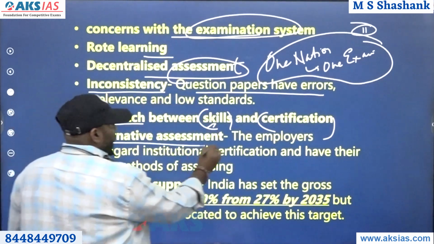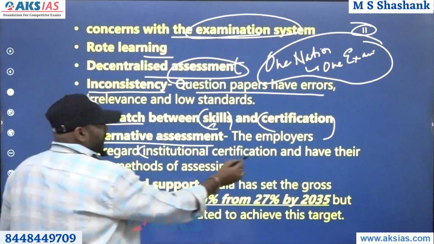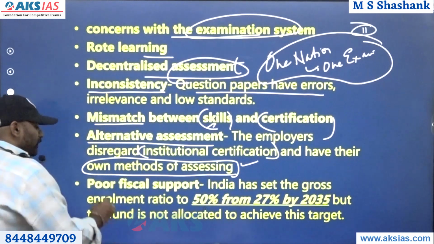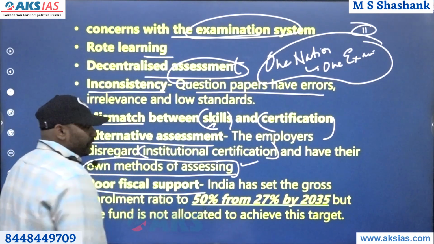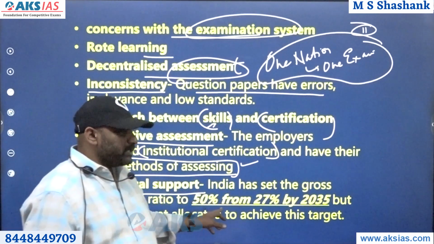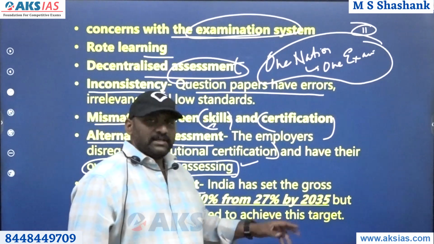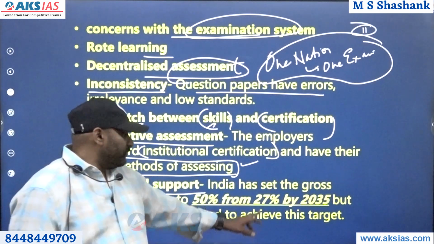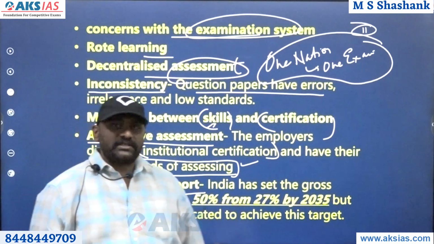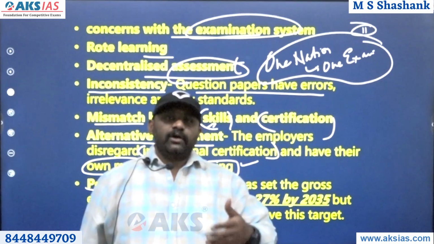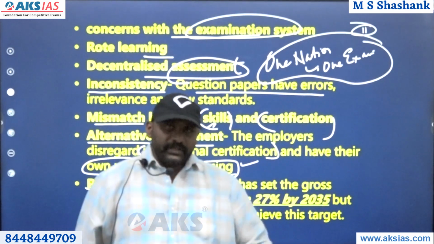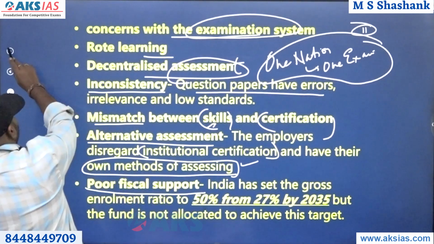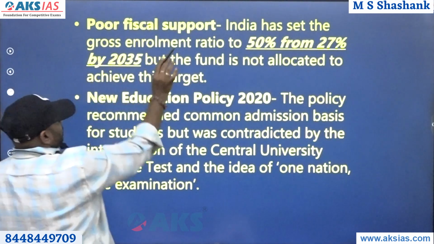And alternative assessment. So the institutional certifications have their own methods of assessing. That is another problem that we are facing. And the most important thing is poor physical support. The target is they want to reach 50% enrollment in schools as well as other education sectors by 2035. As of now, it is at 27%. But to go from 27% to 50%, a lot of funding is required. A lot of schemes have to be brought in. A lot of things have to be done by the government. All of these things will take a lot of time. So that's a problem.